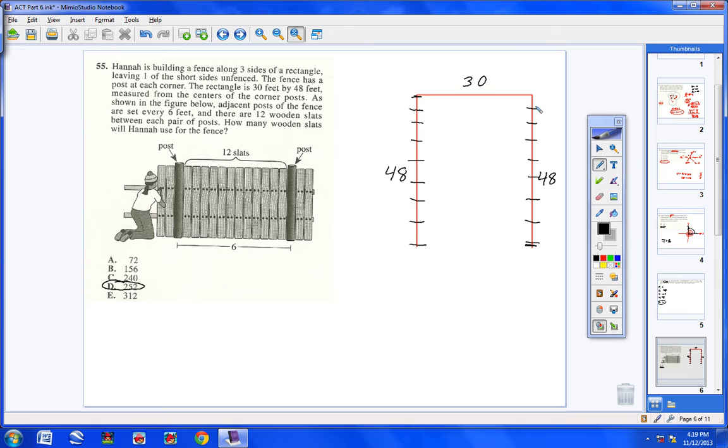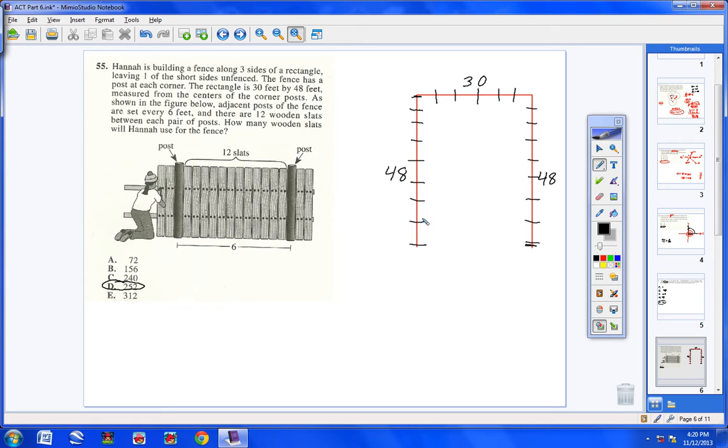So we have the same thing here. We have 8 gaps. 1, 2, 3, 4, 5, 6, 7, 8. All right. Now going across this way, we're dividing 30 up every 6 feet. Why every 6 feet? Again, right here, students. Every 6 feet, there are 12 wooden slats. So with that in mind, we're going to have 1, 2, 3. There we go, 6 spaces. 1, 2, 3, 4, 5, 6.